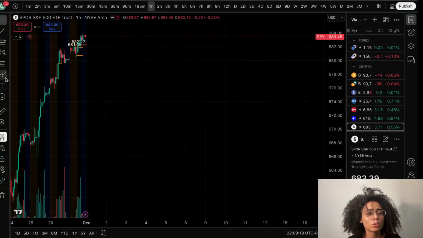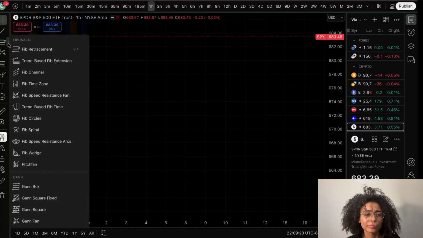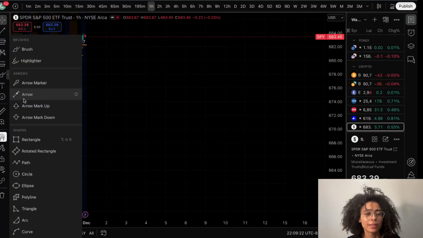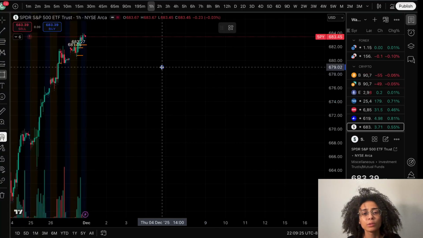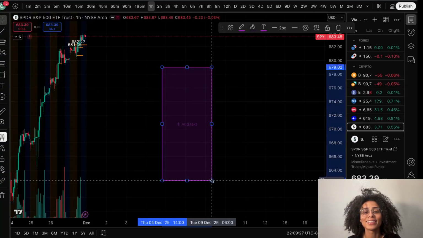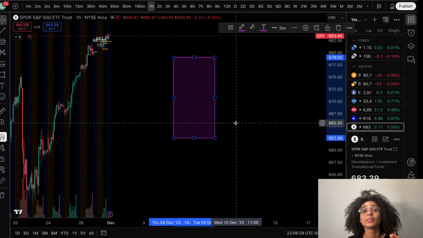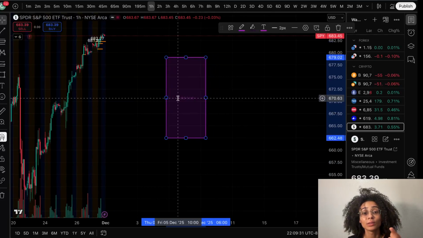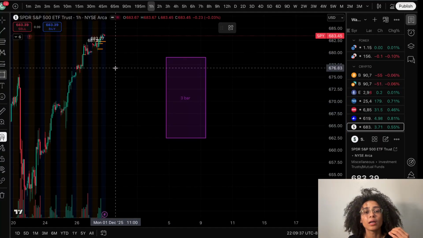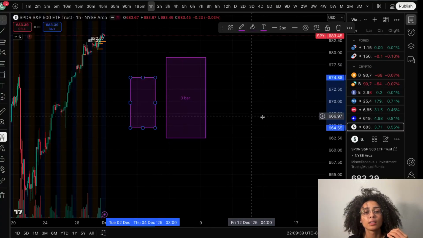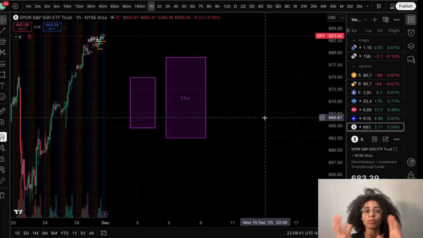All right, I'm going to use my tools to the left. I need to find them. So the first type of candle we have, I could probably find a better representation of this, but this is what we have right here. We have a 3 bar. And this is a 3 bar because it engulfs the prior candle, the prior bar.